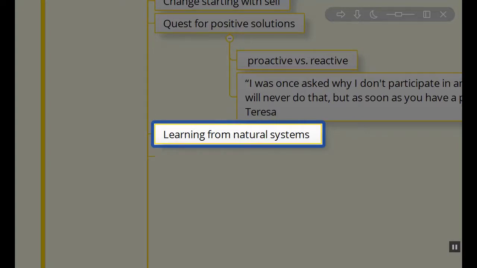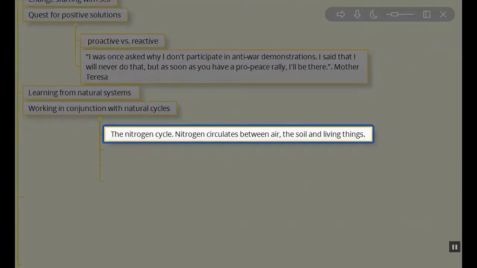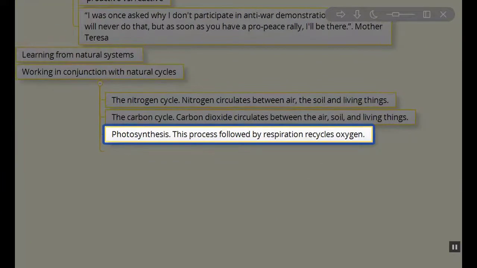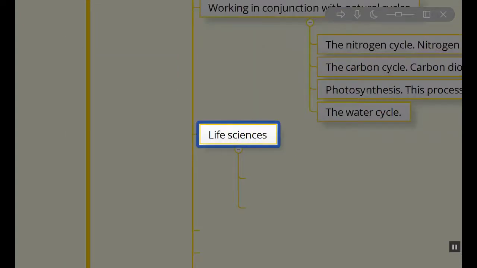Permaculture's foundation is based on natural systems, learning from natural systems. Working in conjunction with natural cycles, and certainly the nitrogen cycle, the carbon cycle, photosynthesis, and the water cycle. Understanding how these cycles work and how they give life to all of the carbon-based units on the planet is a very important component of becoming an informed permaculturist.